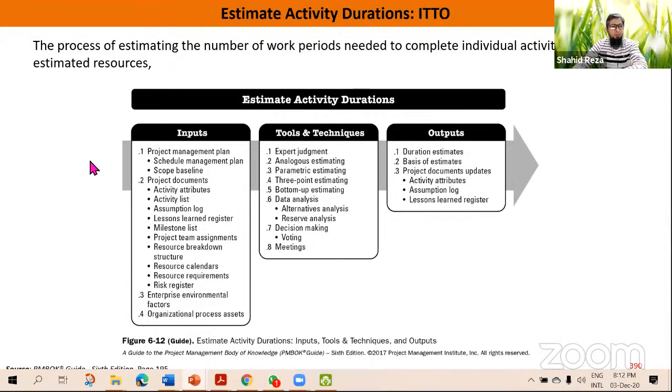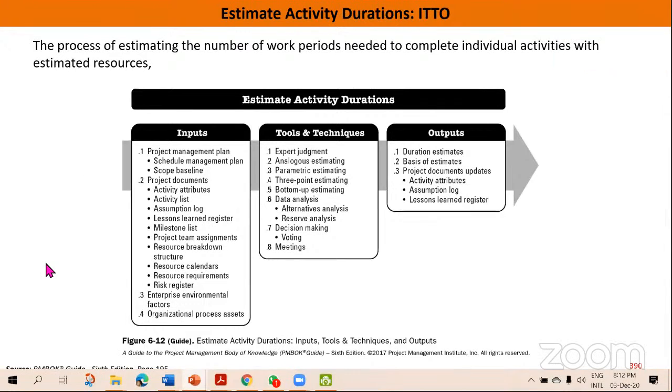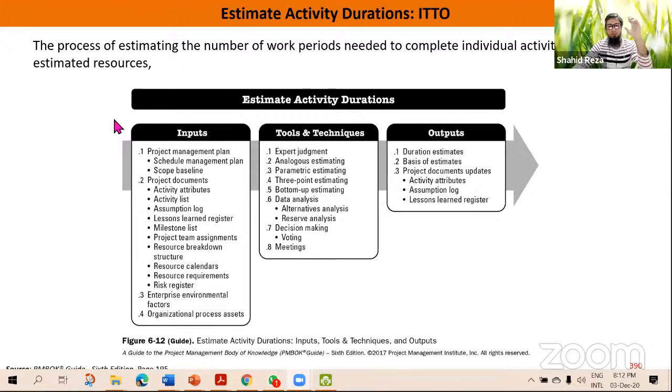Okay. All right, so estimate activity durations. What we did so far, we broke down the work packages into activities, and we sequenced those activities and made our network diagram. Now, in this chapter, our main target is making the schedule of the project. Another target is which activity will take how much time, which activity will start when and finish when, and also when the whole project starts and finishes.